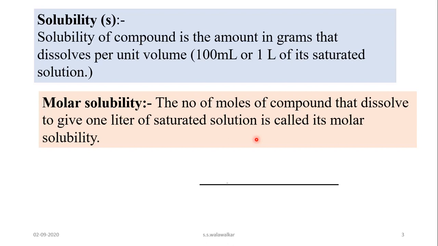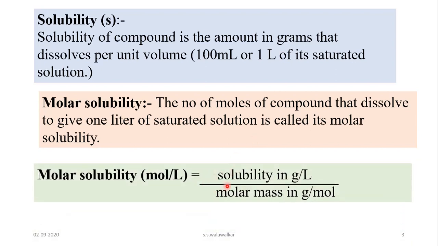So you can calculate molar solubility using this equation: molar solubility is equal to solubility in grams per liter divided by molar mass in grams per mole, and it is expressed in moles per liter. Remember it: molar solubility in moles per liter is equal to solubility in grams per liter divided by molar mass in grams per mole.